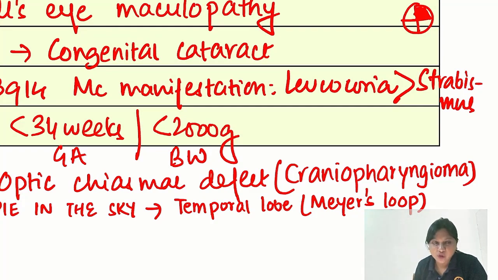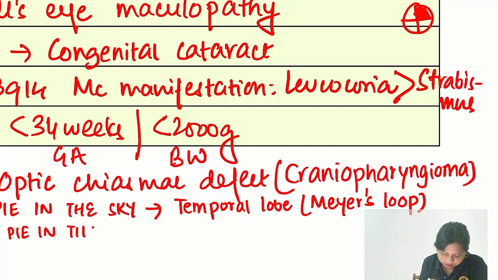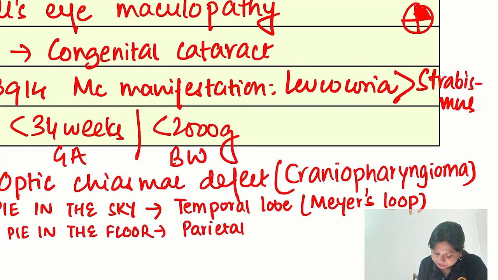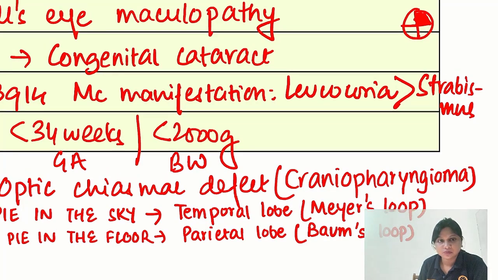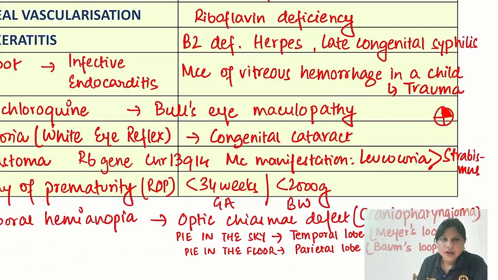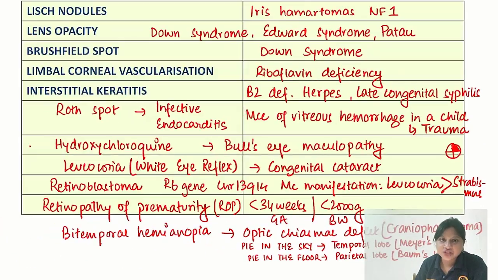Similarly, pie in the floor. It is basically the parietal lobe and Baum's loop. I would like to complete these eye manifestations in pediatrics with another one-liner, that is the convergence retraction nystagmus.